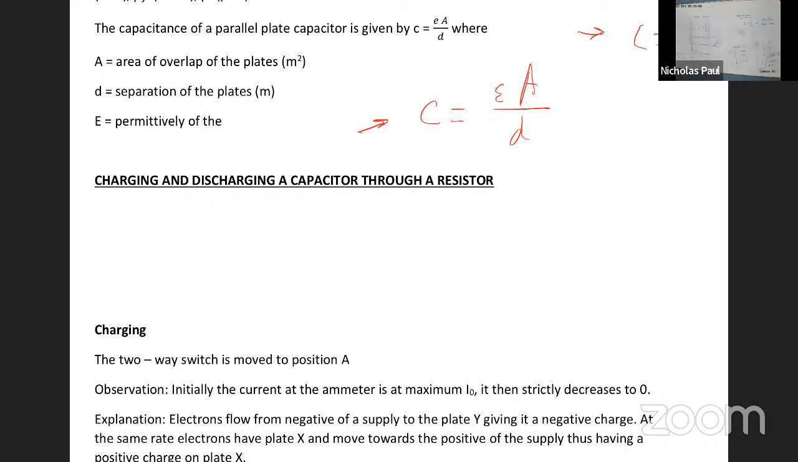All right, before we do charging and discharging, let's try a quick example. As I said, the value that we're going to use is the permittivity of free space. Let's make a note, 8.85 by 10 to the minus 12. Right, that's the value for permittivity that we will use.